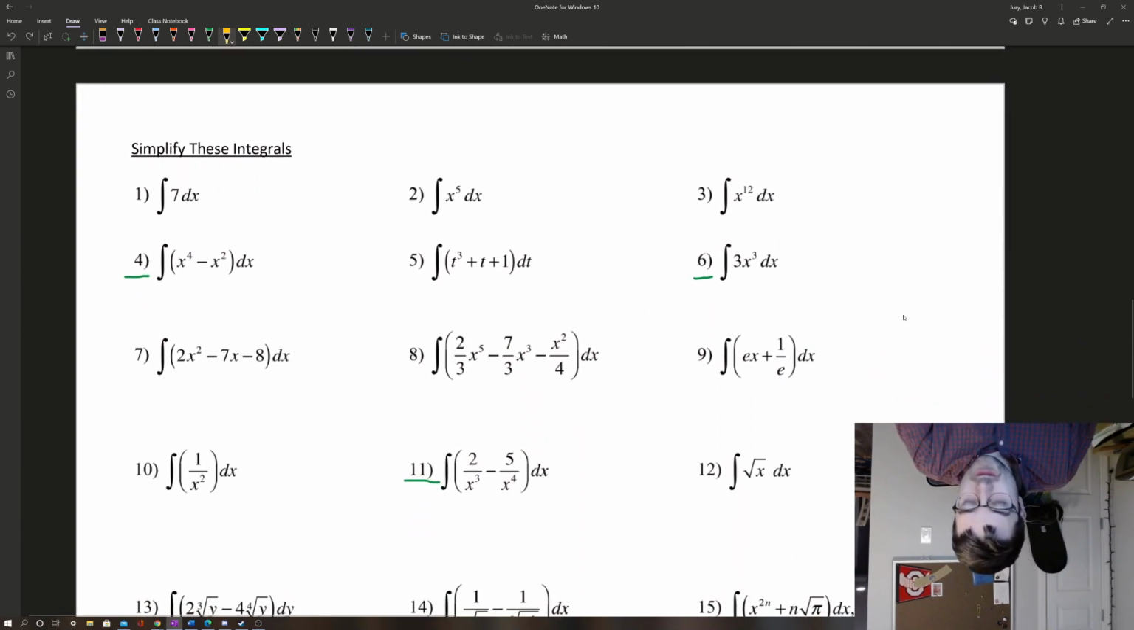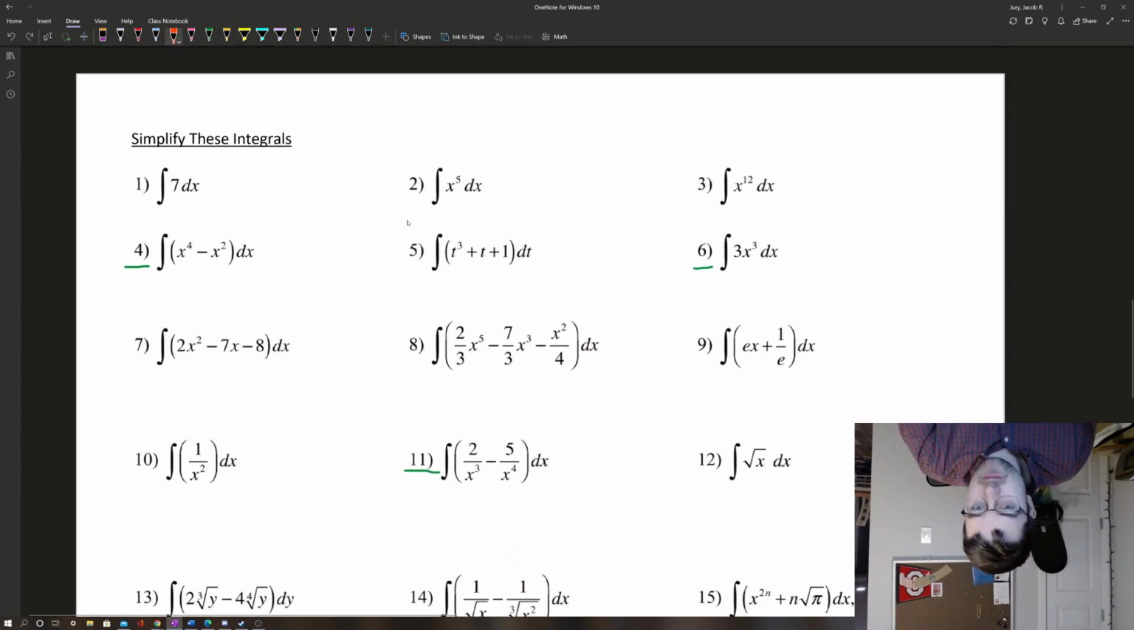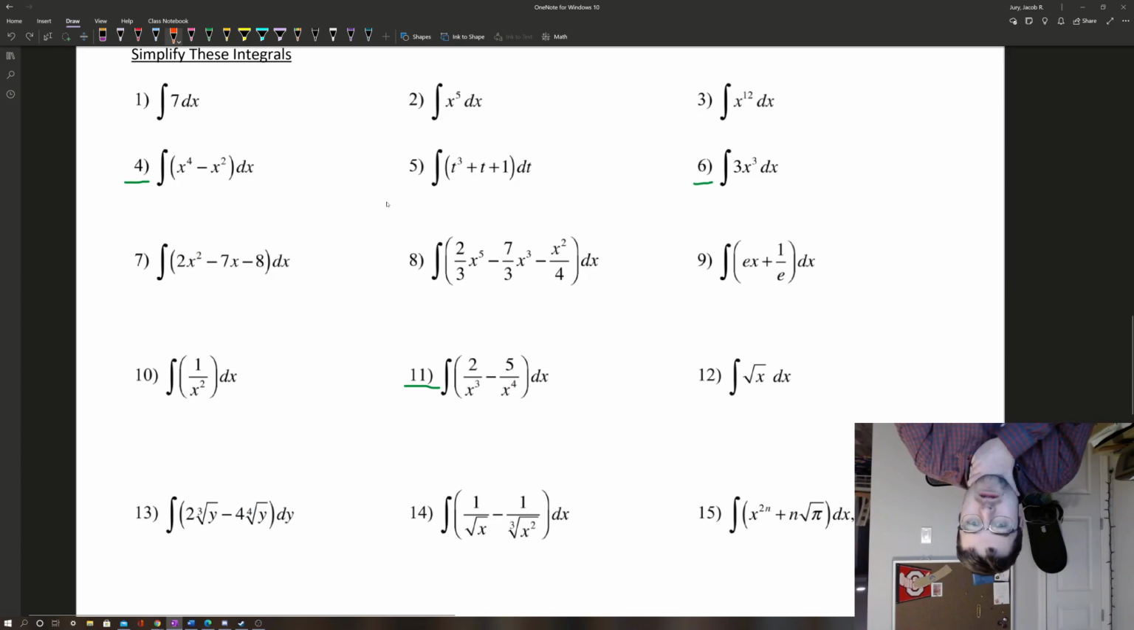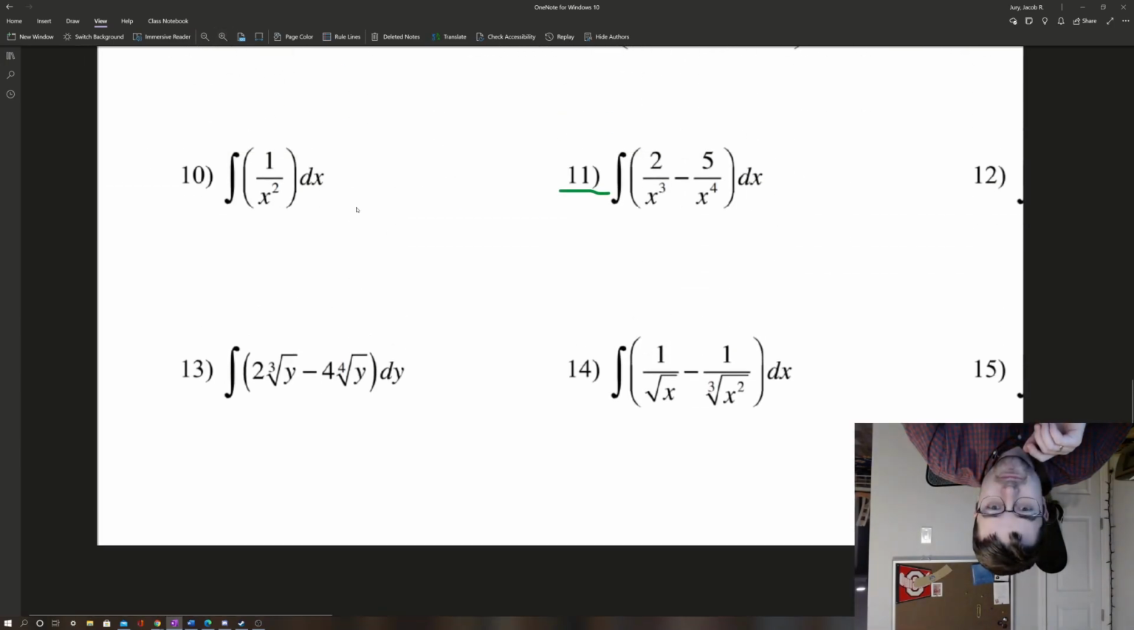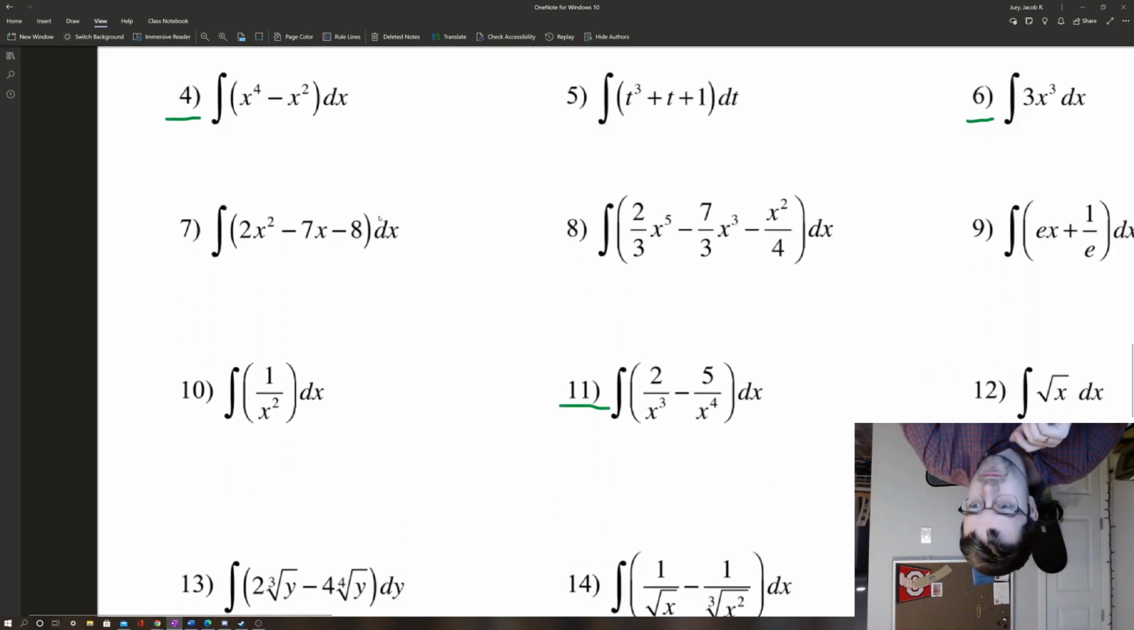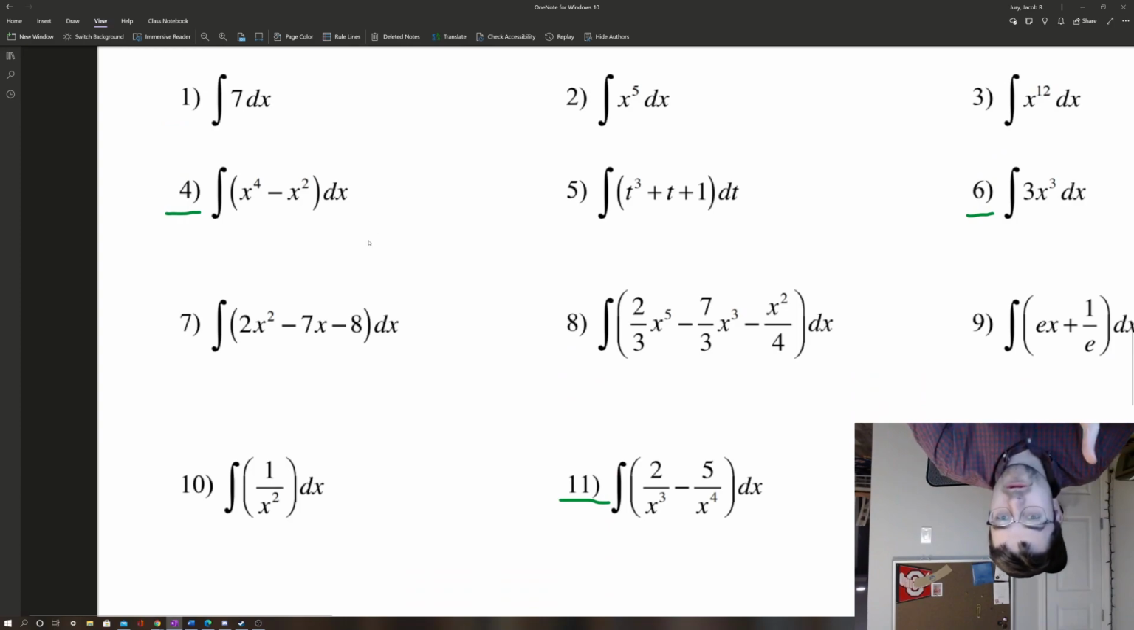So let's do a couple of these, and then the rest will be your practice. So I'm at 10 minutes right now. Hopefully we can keep it to 15. So let's look at number 4 here. Let's zoom in some. So that last rule, the reverse power rule, is going to be what we're primarily going to use.